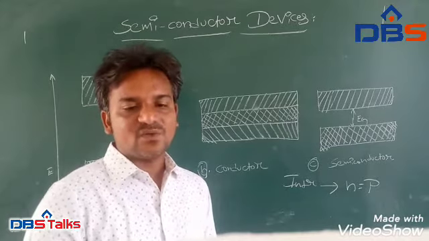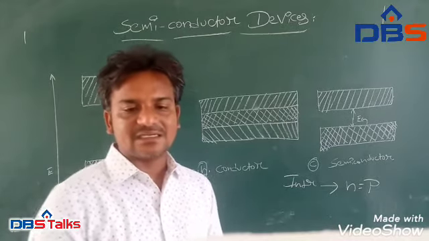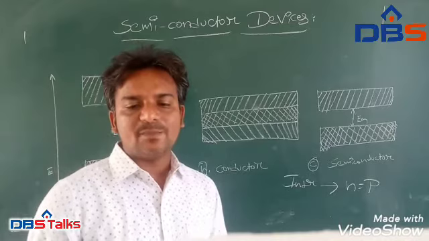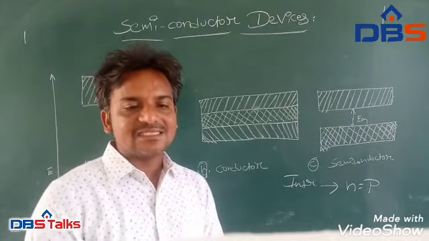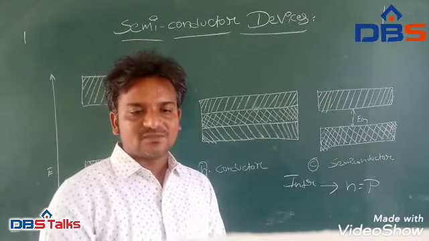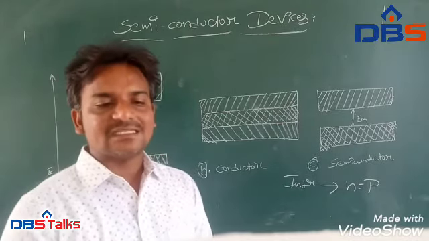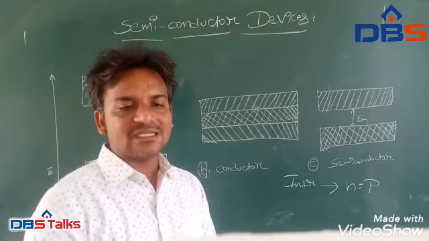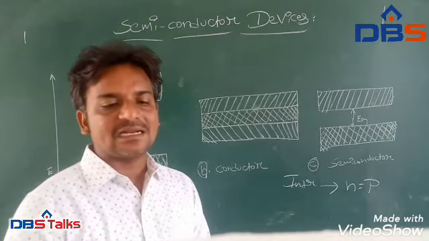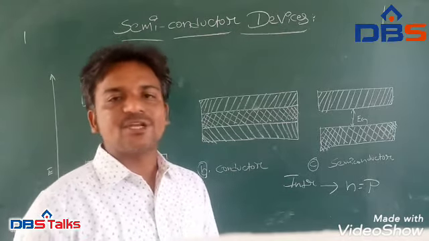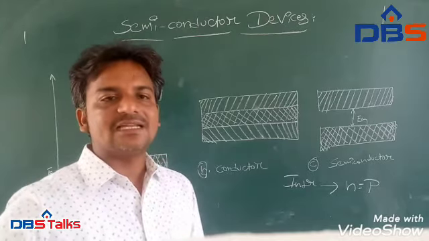The current flow in an intrinsic semiconductor is influenced by the density of energy states, which in turn influences the electron density in the conduction band. So the conduction in an intrinsic semiconductor, the current, is highly temperature dependent.